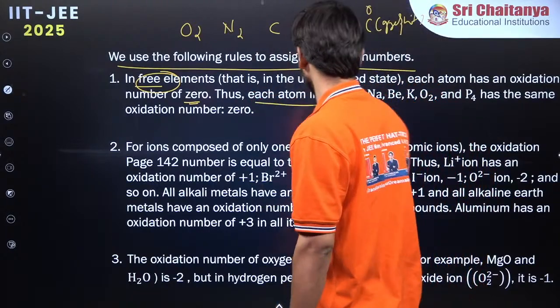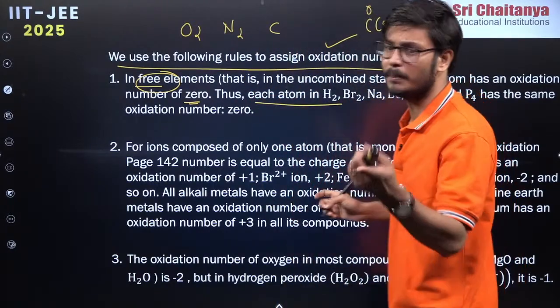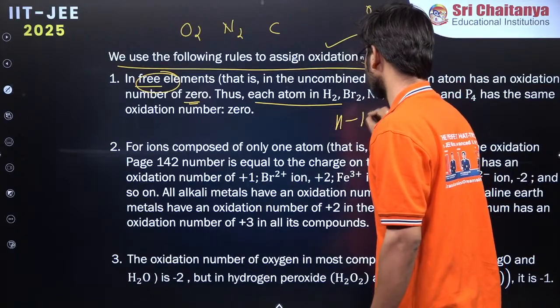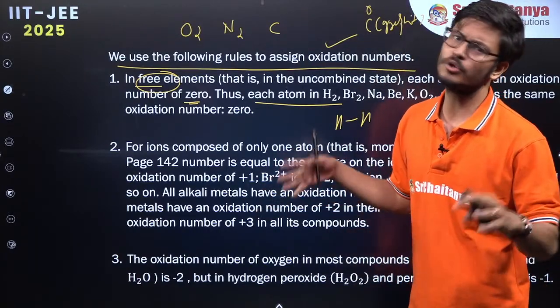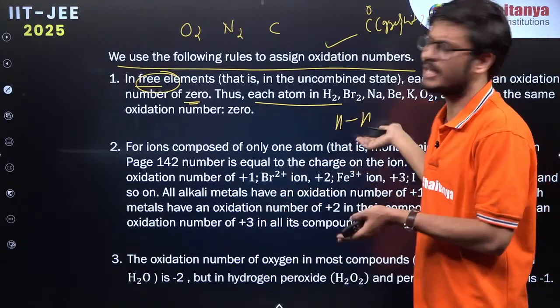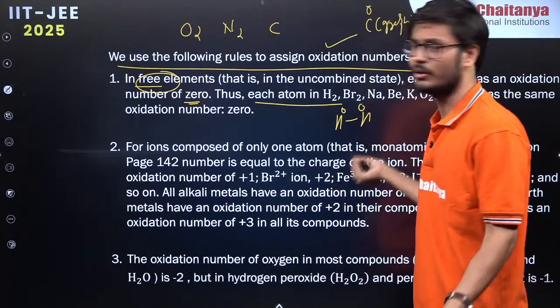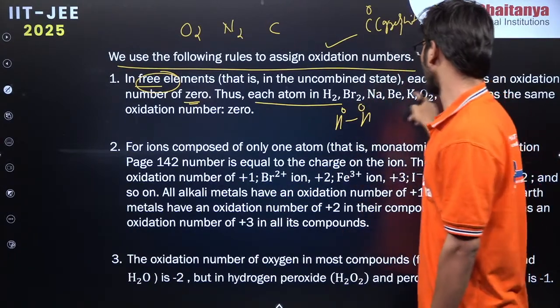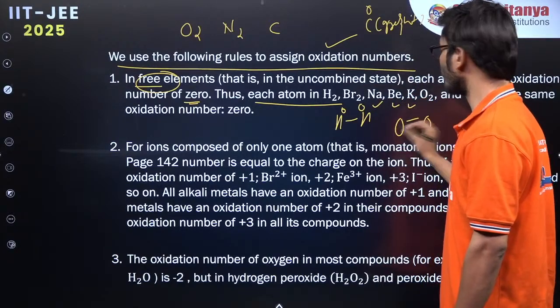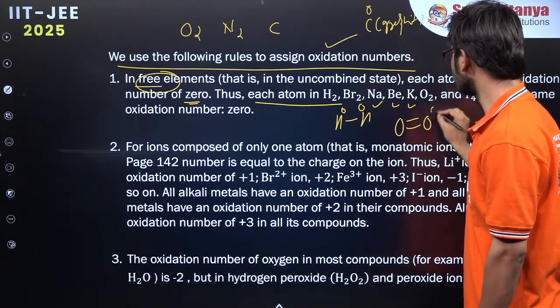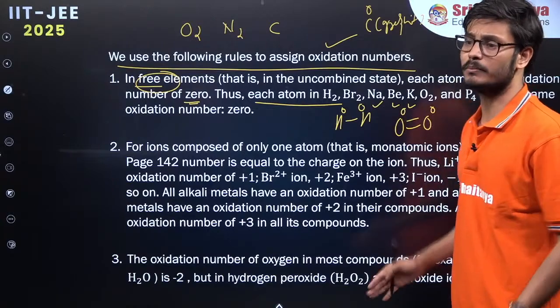Thus, each atom in hydrogen, if you look at the bond, do we have any electronegativity difference? No, there is no electronegativity difference because the atom is the same. So the charge will be 0 and 0. Same for sodium, beryllium, potassium, and oxygen, O double bond O. What is the oxidation number? 0 and 0, because there is no charge. Why is there no charge?